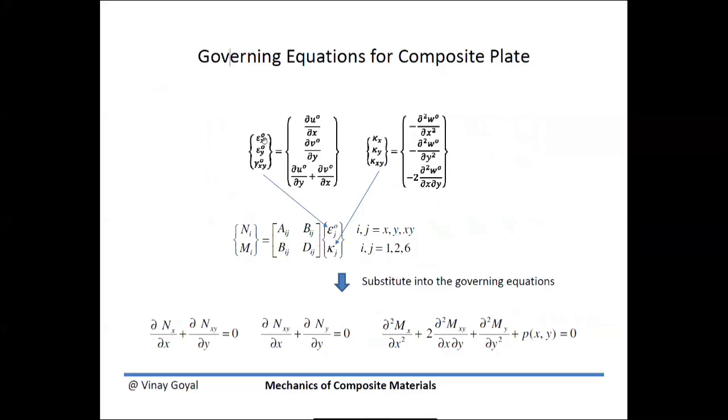So I know the strains, which are a function of deflection, so I can plug this in here. I know the curvatures, so I can plug that in here. Now I can take N and M, which are now in terms of U, V, and W. Remember, these are deflections at the mid-surface of the plate. I'm only tracking the mid-surface. I no longer have to track the whole 3D plate because I've already integrated everything through the thickness. So I can get the combined effect of the whole thickness of the plate.